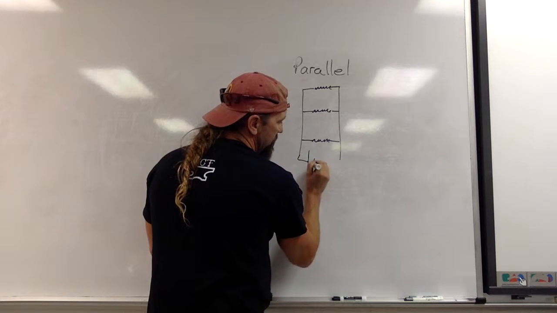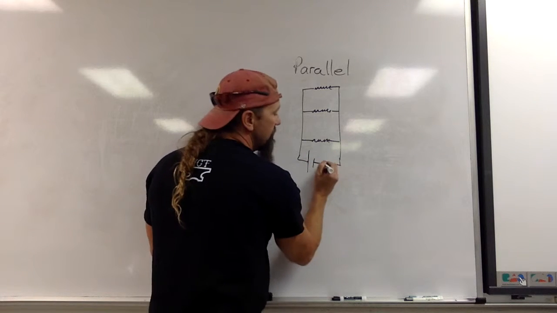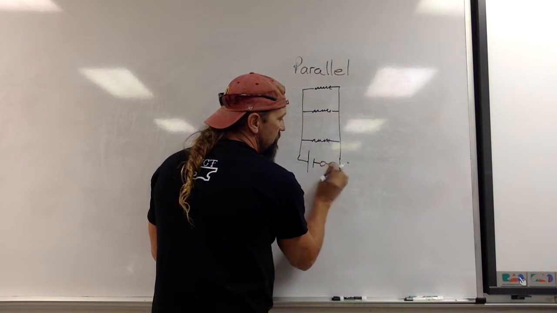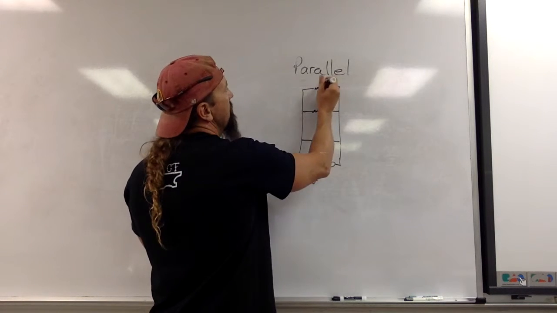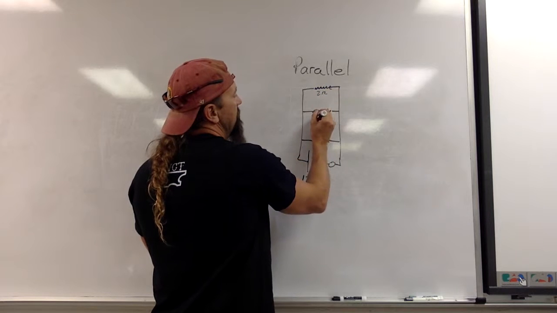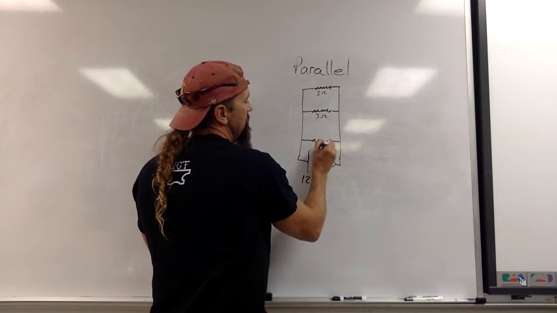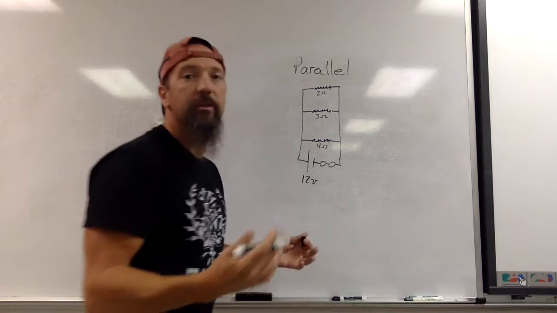Always got to have a power source. And you always have to have a switch. In this case, I'm going to stick with 12 volts. I'm going to say that this is a 2 ohm, this is a 3 ohm, and this is a 4 ohm resistor.